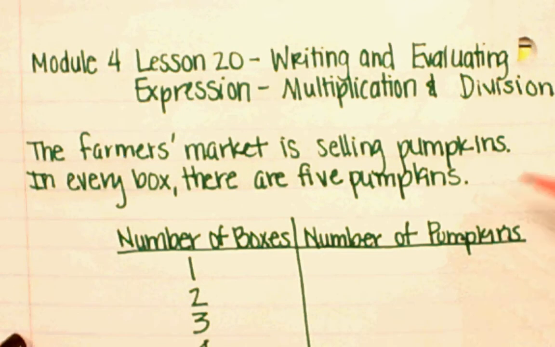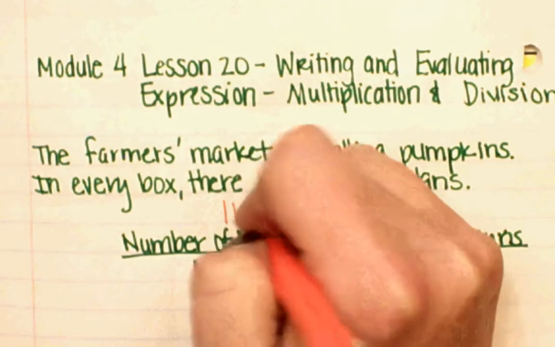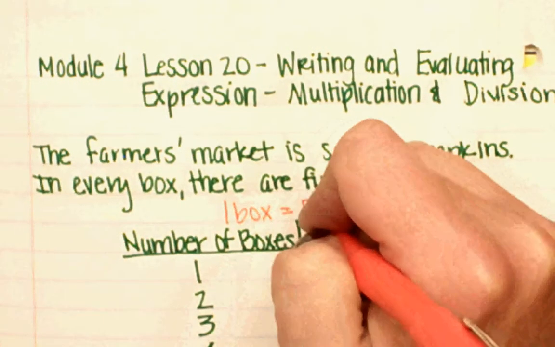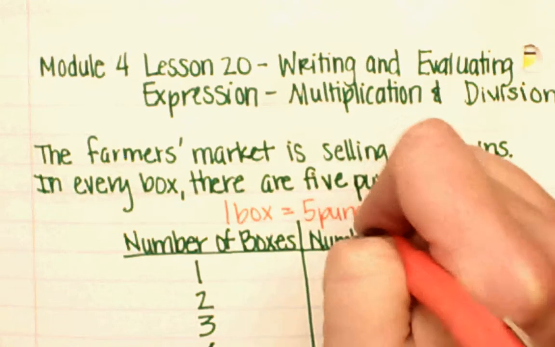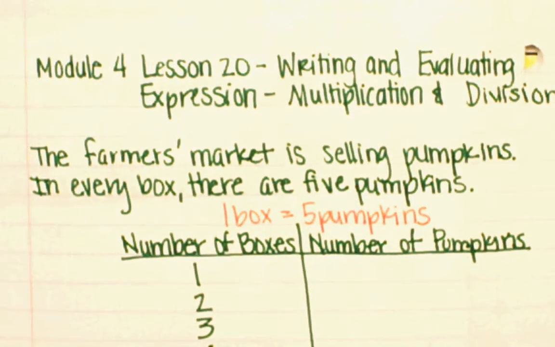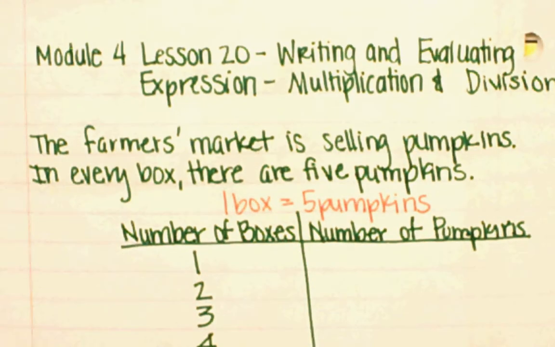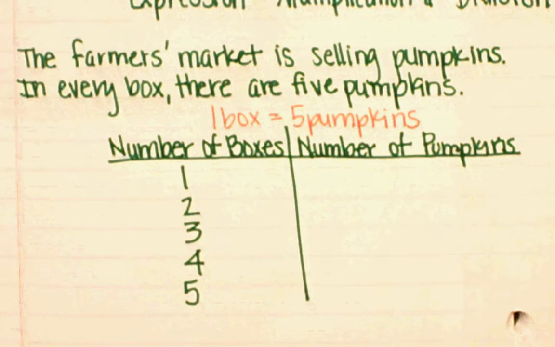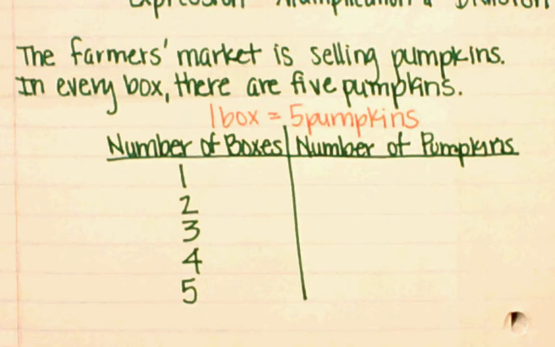The farmer's market is selling pumpkins. In every box there are 5 pumpkins. So that means one box equals 5 pumpkins. So I wrote a T-chart. The one on the left is for number of boxes. The one on the right is for number of pumpkins.